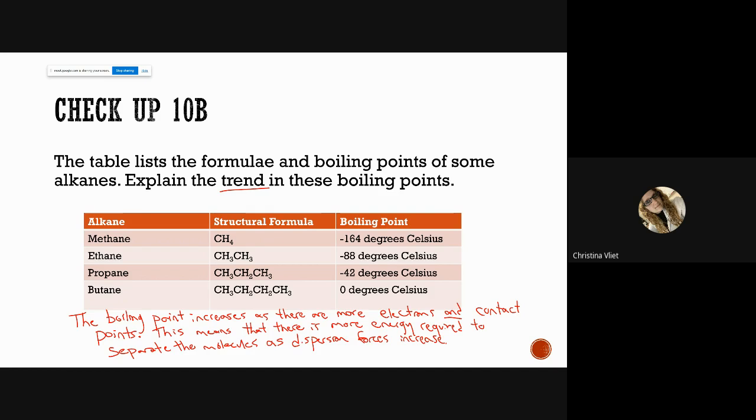Yeah, so increased dispersion forces means increased forces of attraction. Increased forces of attraction means the molecules want to be closer together. And so because they want to be closer together, it requires more energy to separate them.